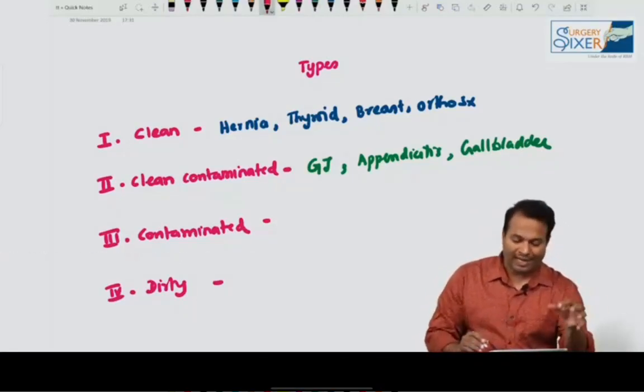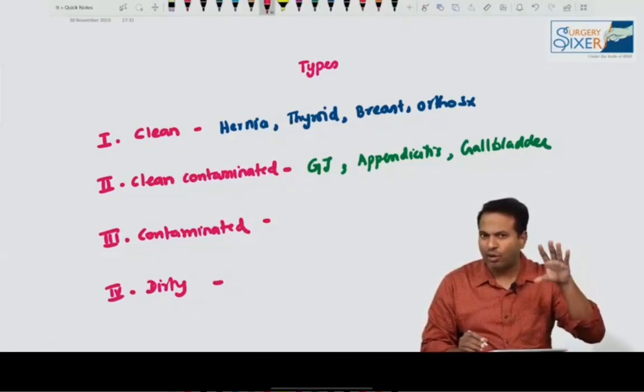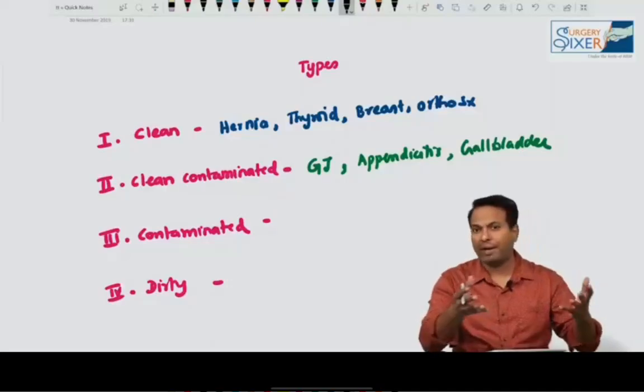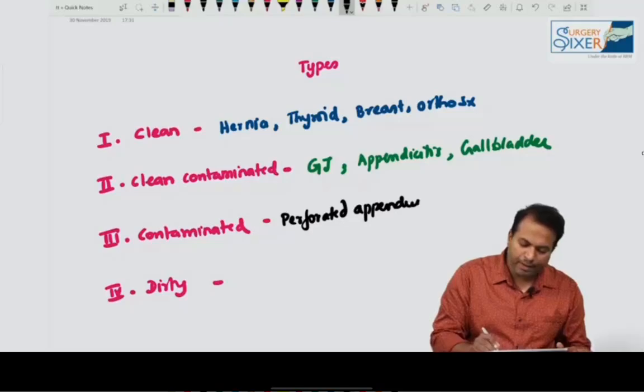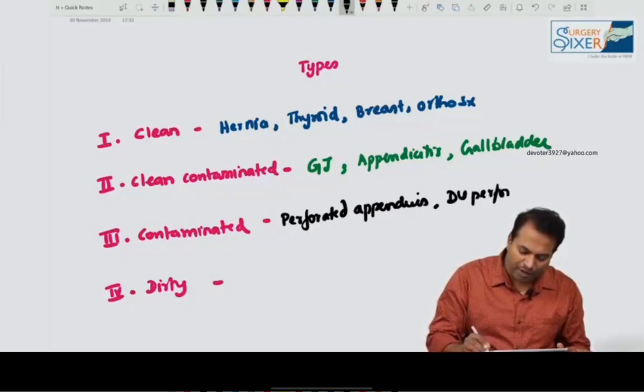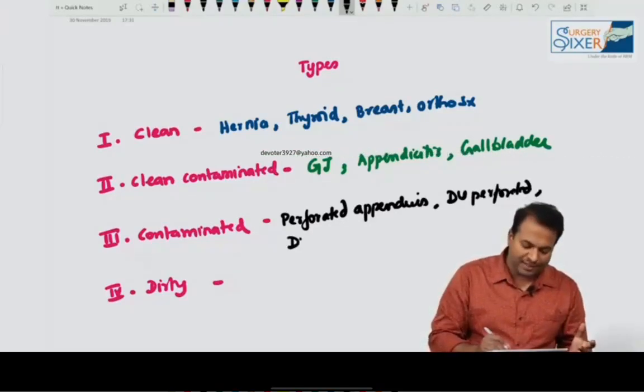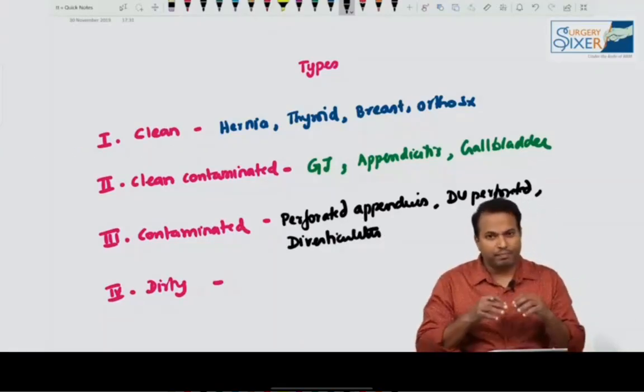Clean contaminated is when you are contaminating by opening a cavity which is already well closed. Contaminated is when it is already opened. So please remember, it is perforated appendicitis, a duodenal ulcer perforation, where the ulcer has just perforated, or diverticulitis, which is perforated and contaminated by itself.